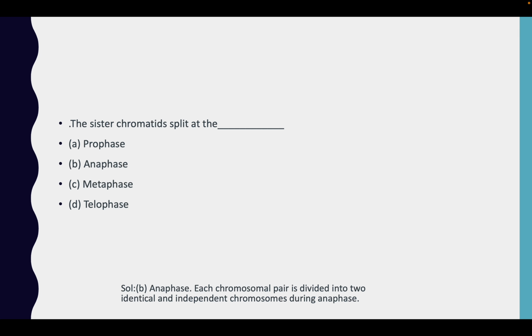Each chromosomal pair is divided into two identical and independent chromosomes during anaphase. So here sister chromatids split. During anaphase, the centromere of each chromosome splits, causing the sister chromatids to separate and move towards opposite poles of the cell.